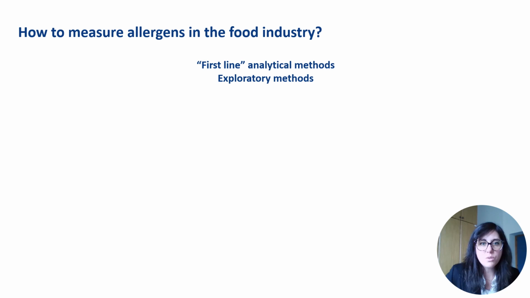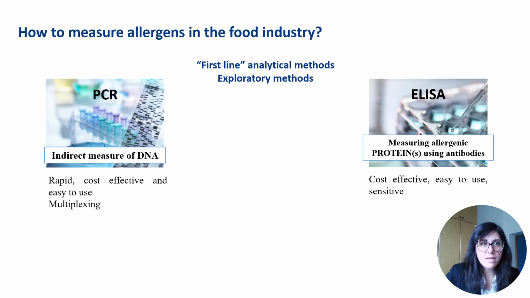So how to measure allergens in the food industry? There is no direct method that can quantify total allergenic food proteins, so we need to use markers. First-line methods are PCR and ELISA. PCR indirectly measures DNA as the target, while ELISA makes use of antibodies to quantify allergenic proteins. Both methods are rapid, simple, and economic, but they actually have limitations.